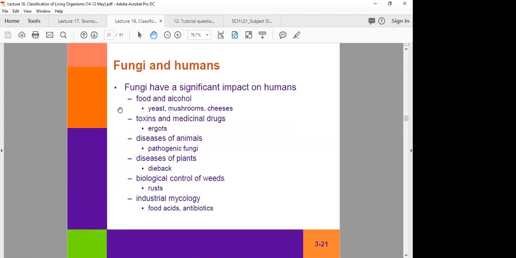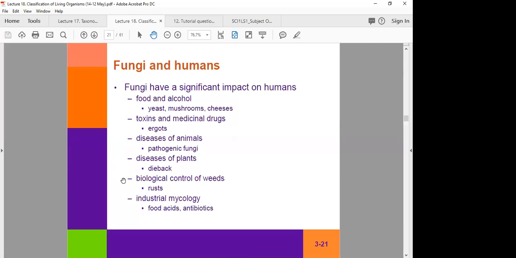Okay, fungi and humans. Fungi obviously have an enormous impact on humans in terms of food and alcohol production. They can produce some pretty nasty toxins. You may have heard of ergots. They produce some important medicinal drugs. They cause some diseases of animals. They cause lots of diseases of plants.